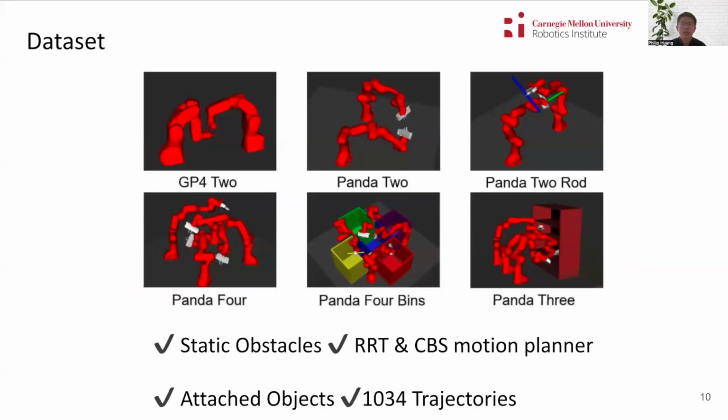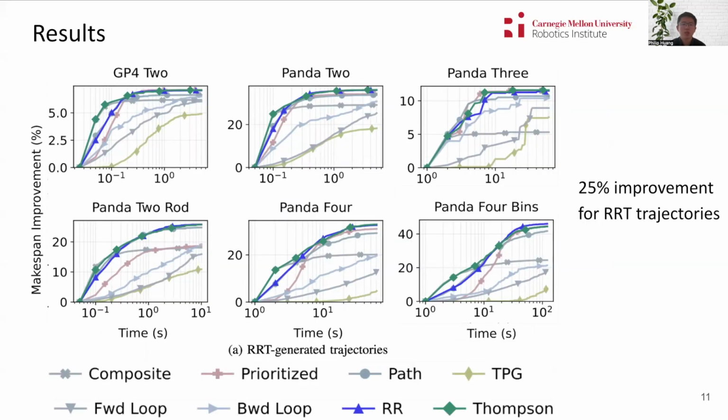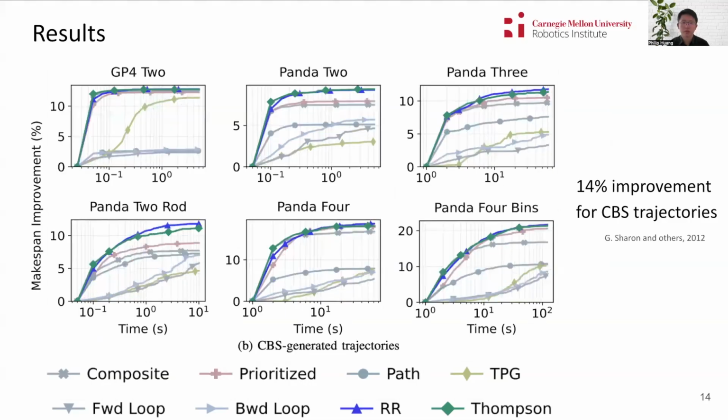We also create a dataset for evaluation. It has 6 environments with different configurations and 10,034 trajectories generated by 2 popular motion planners. Our Thompson multi-strategy method dominates all other methods throughout the anytime performance runtime curve. On average, it improves the makespan of RRT-generated trajectories by 25%. For CBS-generated trajectories, a state-of-the-art multi-robot planner, it also improves the performance by 14%.